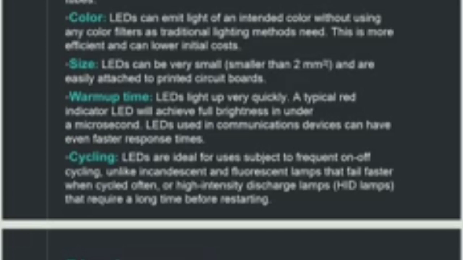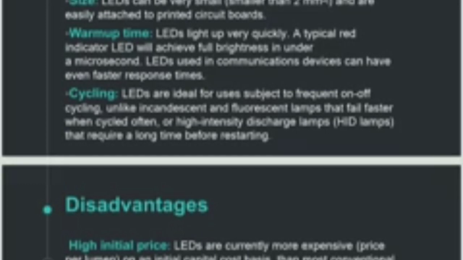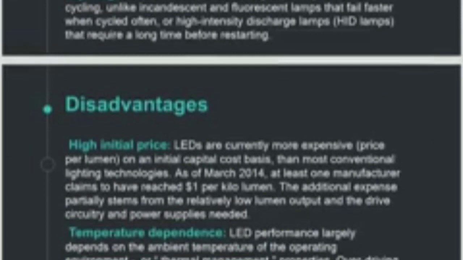Size: LEDs can be very small, smaller than 2 mm square, and are easily attached to printed circuit boards. Warm-up time: LEDs light up very quickly. A typical red indicator LED will achieve full brightness in microseconds. Cycling: LEDs are ideal for uses subject to frequent on-off cycling, unlike incandescent and fluorescent lamps that fail faster when cycled often, or high-intensity discharge lamps that require a long time before restarting.